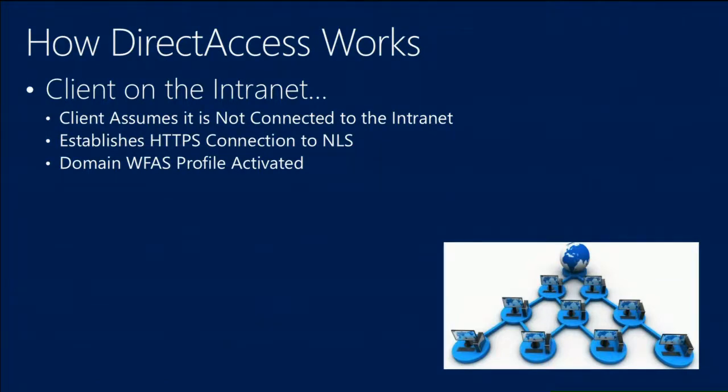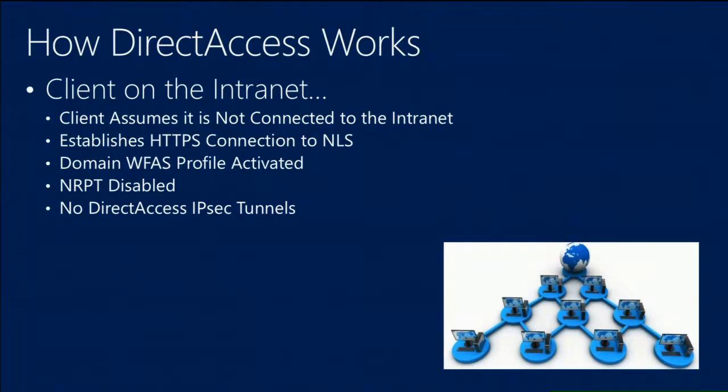I'm on the CorpNet. The client then lights up the domain profile in the Windows Firewall with Advanced Security, and then the name resolution policy table is disabled because it's on the intranet. I'm going to send all of my name resolution requests right to the DNS servers configured on my adapter because I'm on the CorpNet. I'm on the intranet. So at that point, there's no need for DirectAccess tunnels because, again, I'm internal. I don't need to tunnel back to the network.